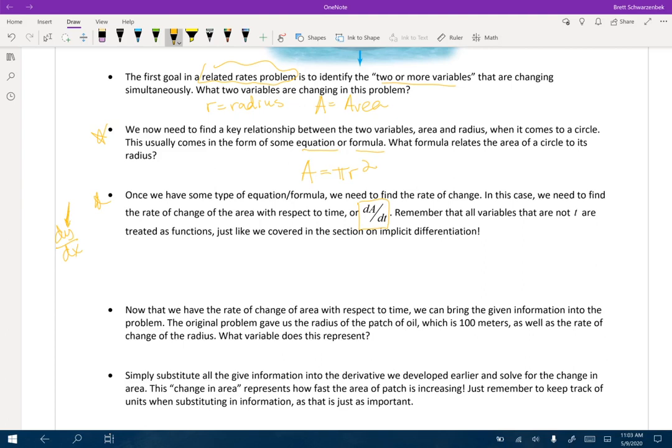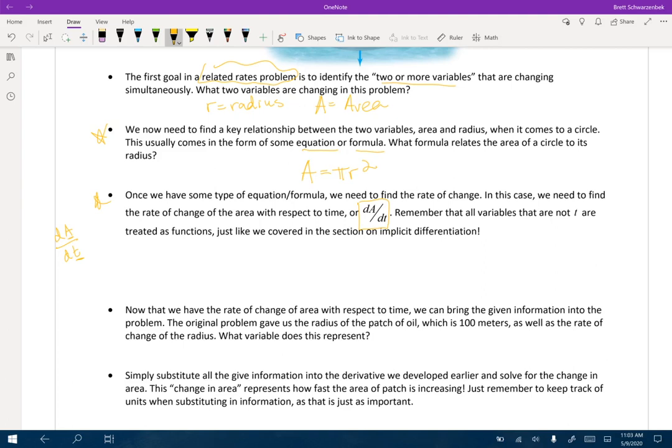So what are we doing? All we're doing is we're changing the variables so that we're saying rate of change of area with respect to time. So that is dA dt. So what is that? Well, that is the area formula, basically the derivative of the area, right?